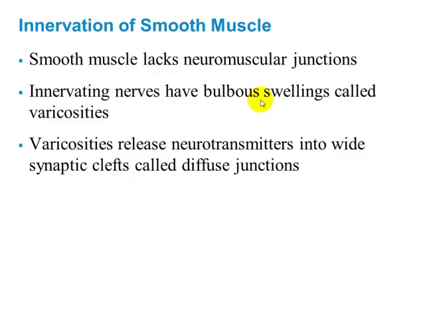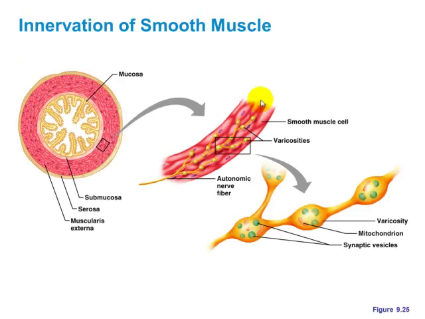They're called diffuse junctions. So if we take a look at this, here is the same section of lumen of the small intestine. Here's the muscle we're talking about. Now we have what's called an autonomic nerve fiber. So this is not somatic, this is not body control, this is not voluntary. Notice that the swellings are not necessarily at the end of the neuron, they are actually along the neuron, and these are called varicosities.